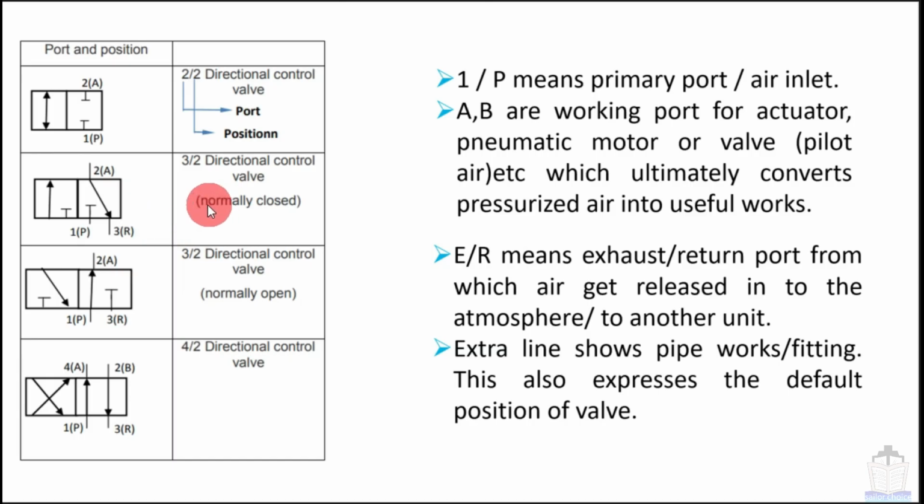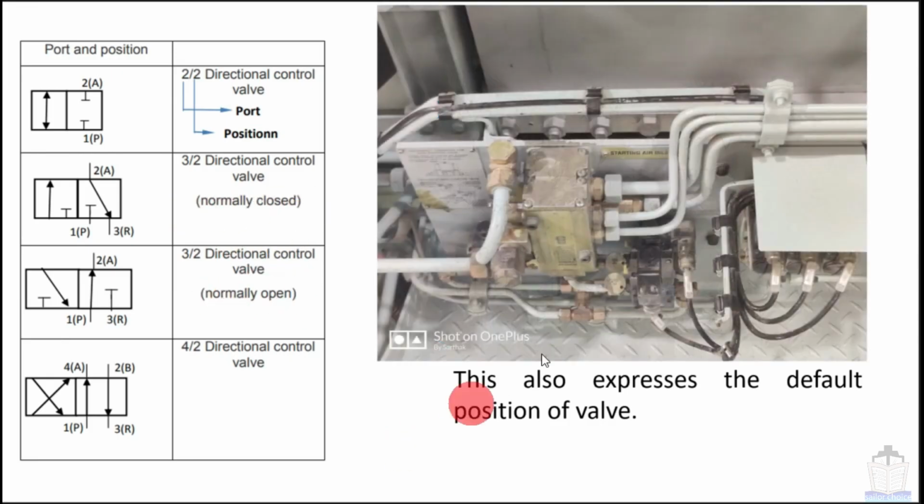Now I am going to discuss normally closed and normally open. Normally closed means in the default condition the pressurized air is not allowed to pass to the other port. The meaning of closed is that airflow is stopped. Next, normally open means in the default condition the pressurized air is allowed to pass through to the other port and the return port is blocked. So I hope this is clear, what normally closed and normally open mean. Now you can see the example. Suppose this is a valve and this is the pipeline. So these pipelines are represented like this.